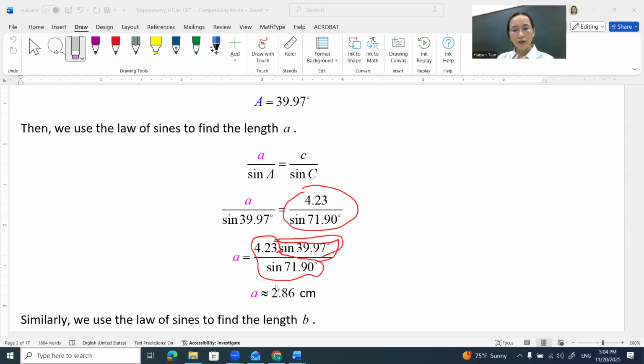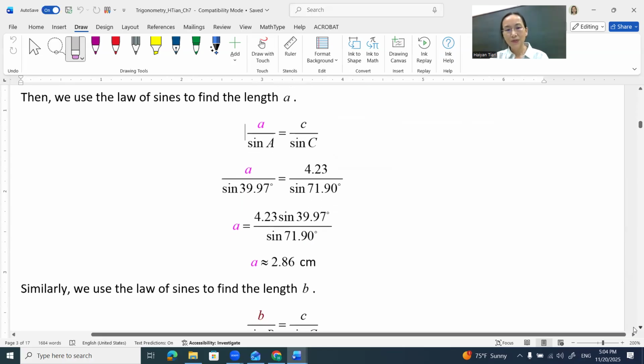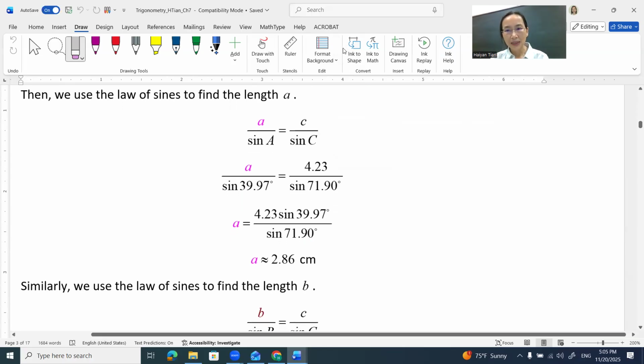Okay, so if you have a calculator, you are allowed to use it, because 71.90 degrees and 39.97 degrees are not special angles, and you can just use your calculator to find it. A is approximately 2.86 centimeters, if that's the unit we're using for this problem.